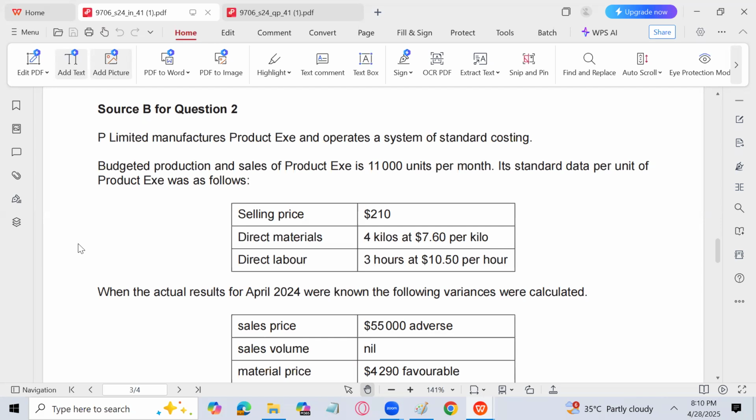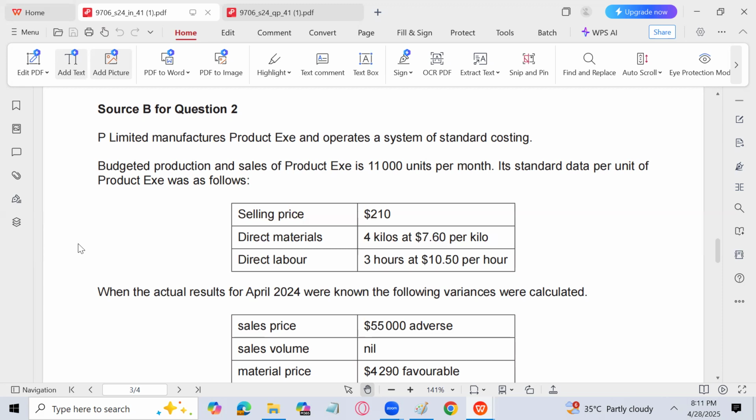So budgeted production and sales is 11,000 units. Selling price is 210. Direct material 4 kilo at the rate of 7.6. Direct labor 3 hours at the rate of 10.5 per hour. This is basically the budgeted data, or you can say the standard cost, standard selling price, standard direct material, standard direct labor, and 11,000 units is going to be the standard units or budgeted units.